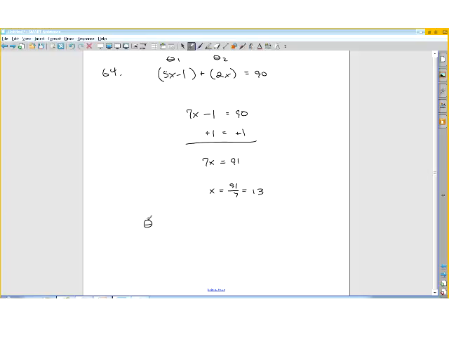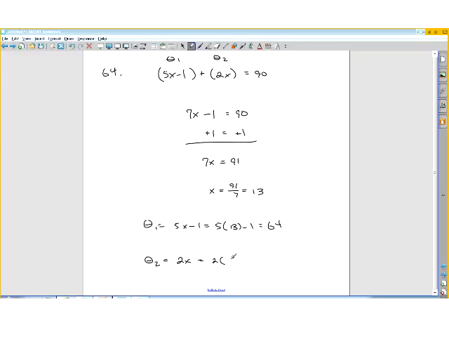And again, that's not the answer. The answer is what are the angles. So theta 1 is 5x minus 1. So we do 5 times x, which is 13, minus 1, which is, here we have 5 times 10 is 50, plus 5 times 3 is 15, so that's 50 plus 15, which would be 65, minus 1, gives us 64.